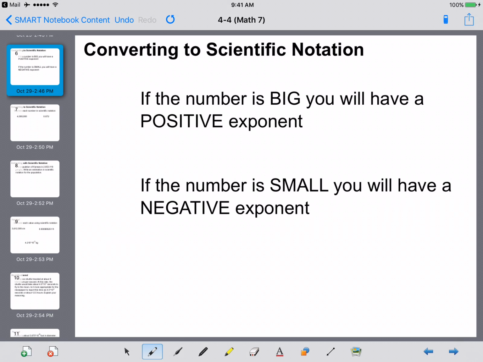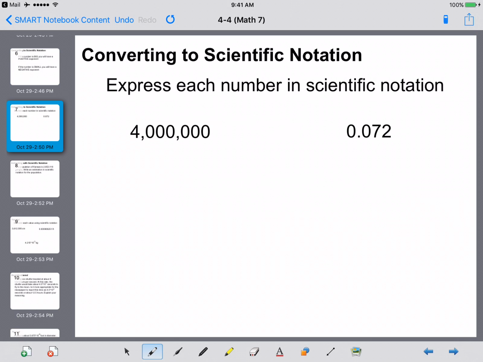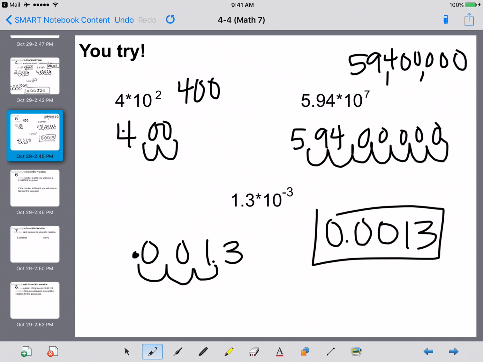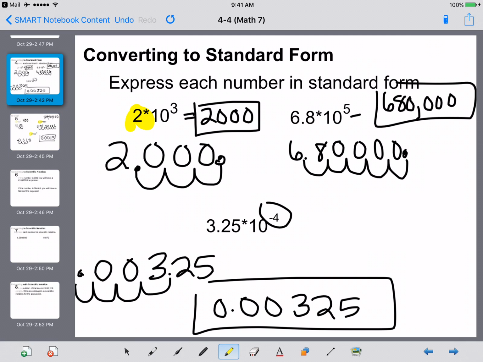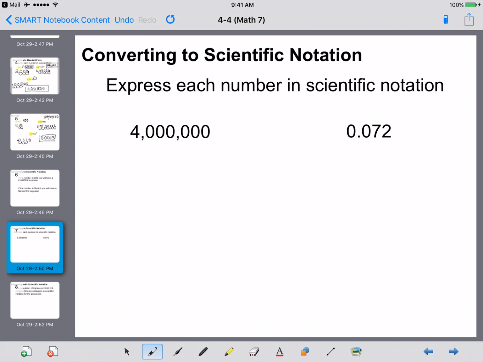Now we're converting into scientific notation. So if the number is big, you're going to have a positive exponent. If the number is small, you're going to have a negative exponent. So when you're converting into scientific notation, if you noticed up here in these ones, there's only a number in the ones place. Like here, 4, 5.94, 1.3, 2, 6.8, 3.25. So we can only have one number in front of our decimal.